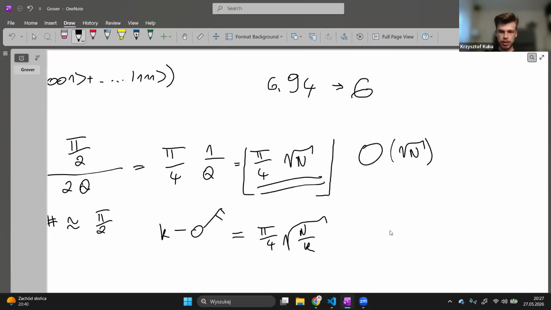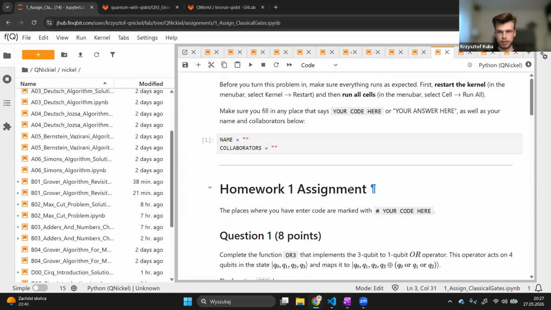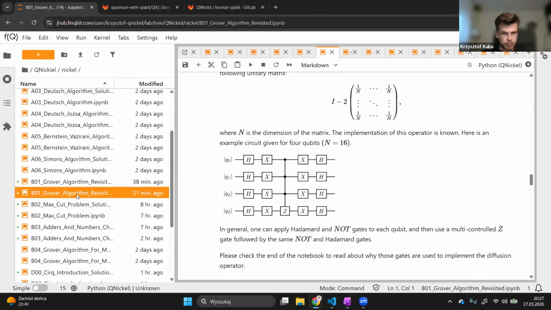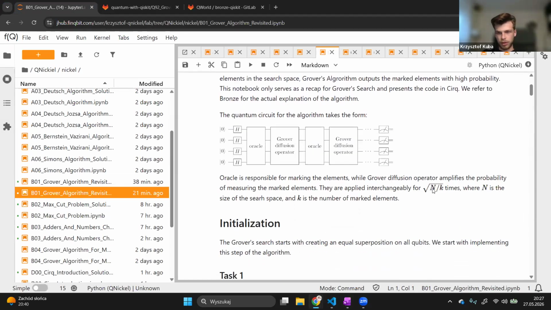But in the case of multiple keys, let me find it. You should do it pi over 4 times square root of n over k times. Do you have any questions? Maybe you can elaborate on the question. Can we also pass the key and stack it in a loop? Because I'm not sure I understand correctly.